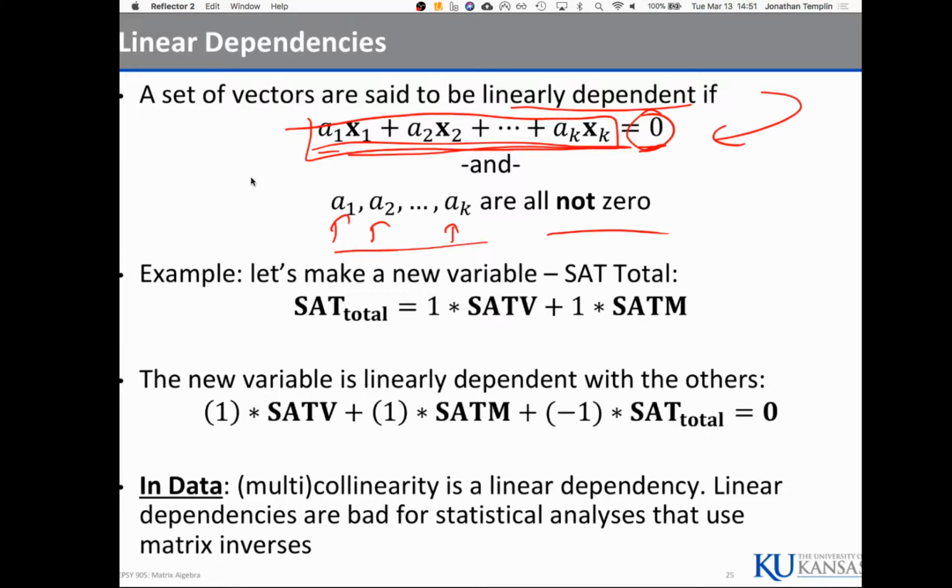Let's try this. Have you ever been in a lab where you're like, well, I collected SAT verbal and collected SAT math or something like that, but I'm worried about the SAT total. Let's put in our data the SAT total as well, right? So SAT total is a linear combination. It's 1 times SAT verbal plus 1 times SAT math. Sounds good? Let's all put those in as predictors of college success: SAT math, SAT verbal, SAT total.